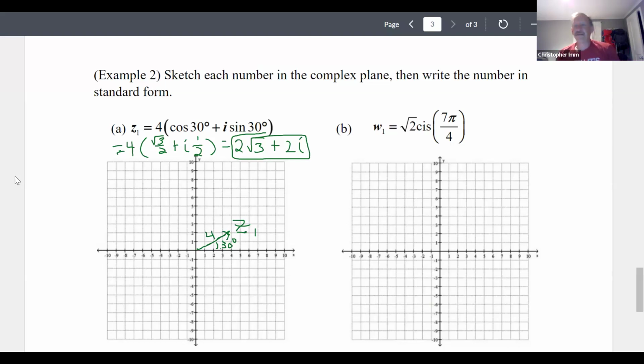All right, let's try this next one. So we see that we're rotating around 7 pi over 4, so we can have these in radians. That's going to be in quadrant 4, and our modulus is root 2, so that's about 1.412. So I'm going to be really careful and revolve this around over here.